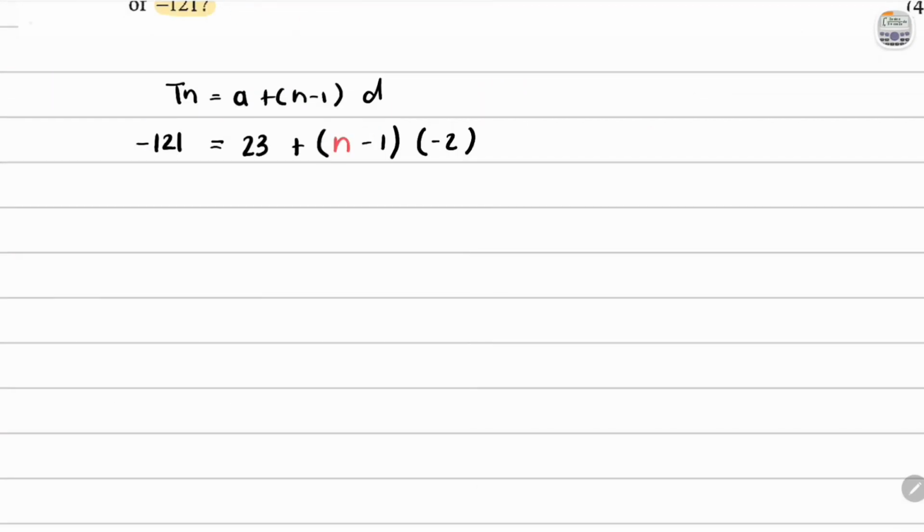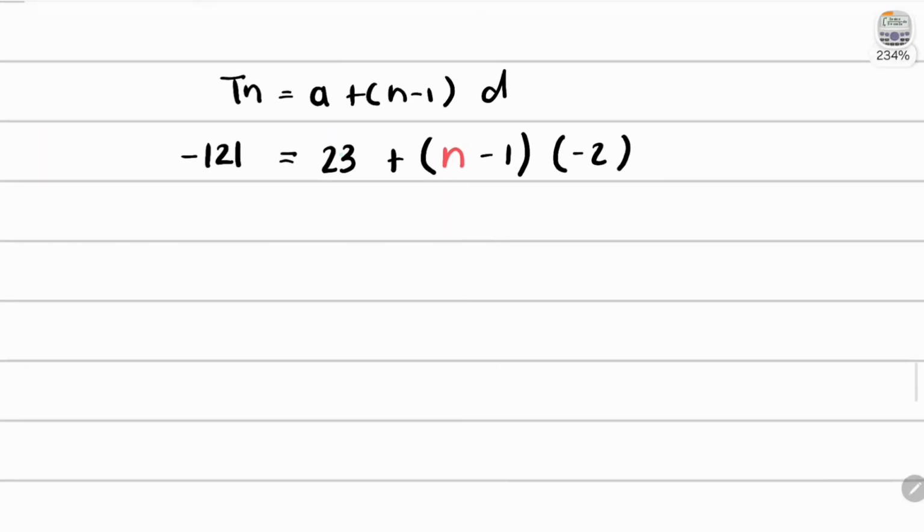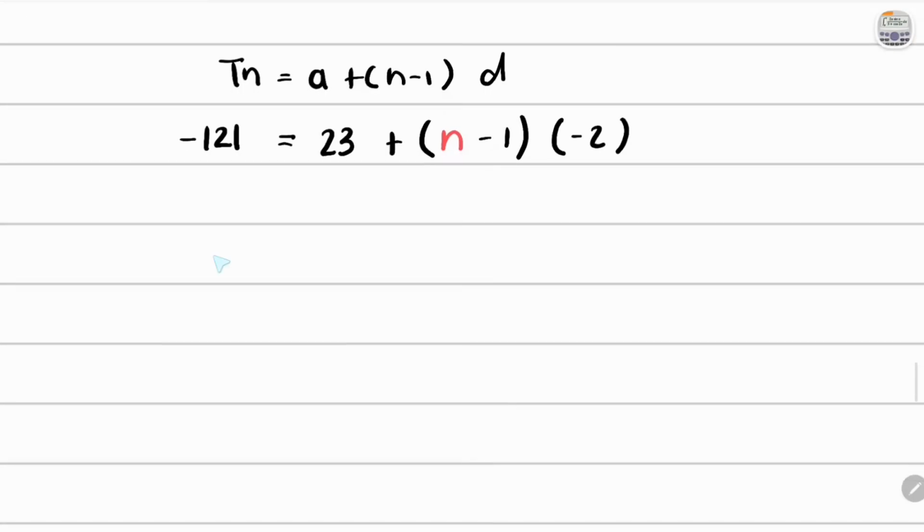Okay, so looking for n. Let's go. We can transpose the 23. So that's going to be negative 23. And then when it subtracts there, that becomes negative 44.